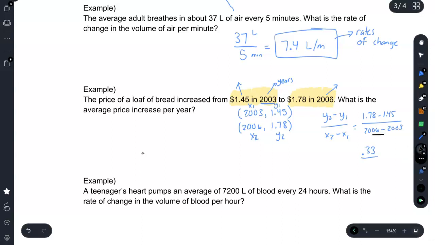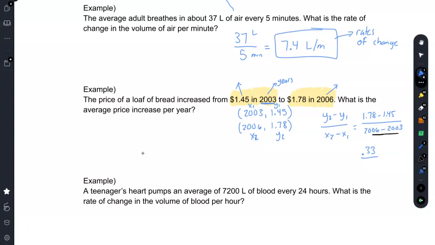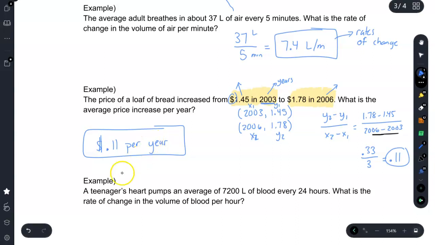And 2006 minus 2003 is going to give me 33 cents divided by 3 gives me 11 cents. All right, so 0.11, and if I think of it as dollars per year, so it's decreasing $0.11 or 11 cents per year would be my rate of change.